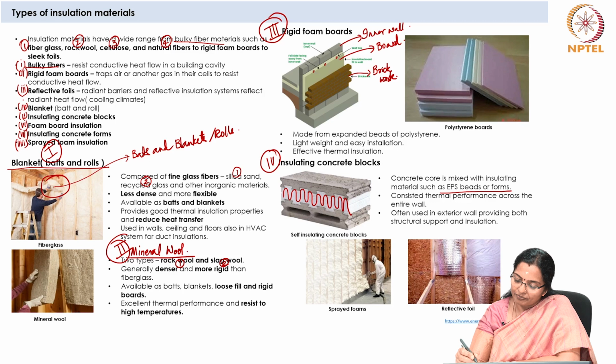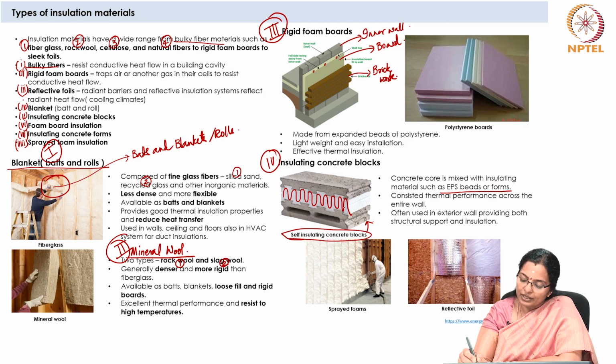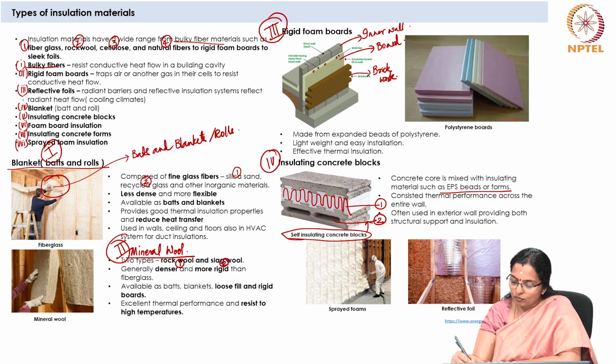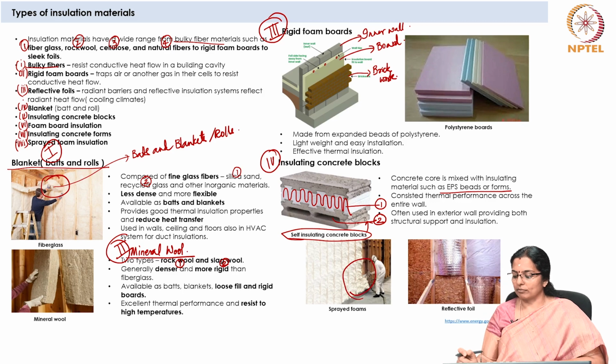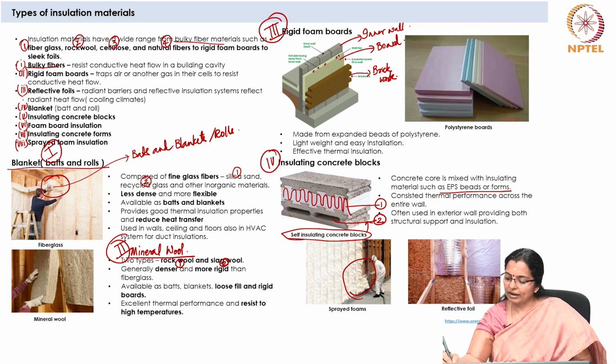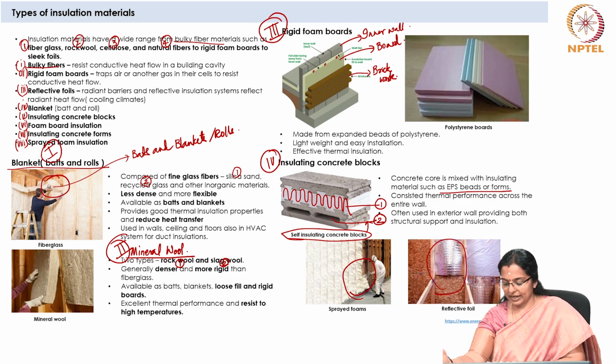Here you can see self-insulating concrete blocks. The block itself has two layers of insulation. This is the first layer and this gap also acts as an insulant. Then sprayed foam is shown here, where the insulation is sprayed with a gun on the wall. And here you have another type which is the reflective foil.